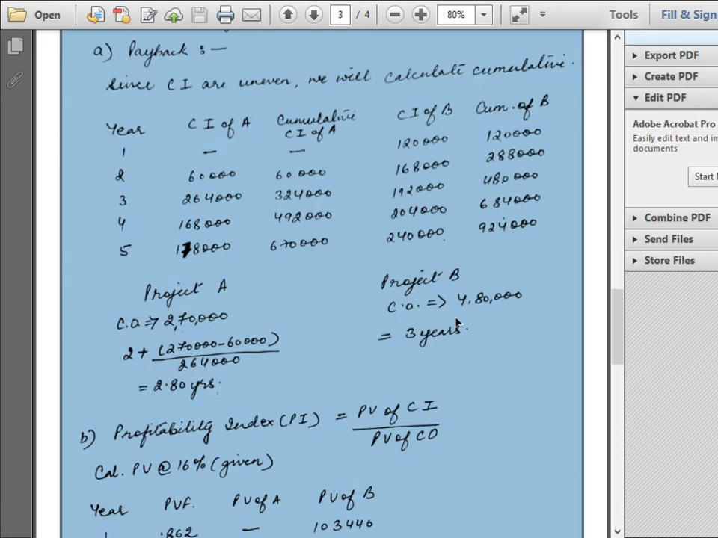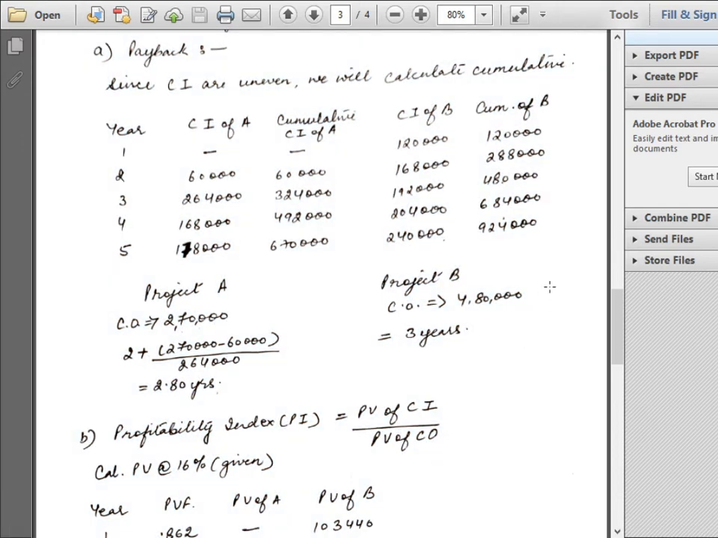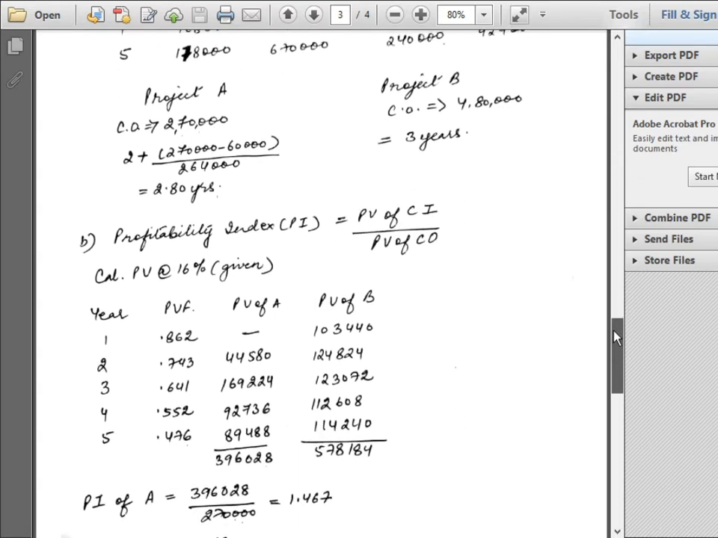Similarly for project B, the payback period will be calculated. Here you can see the cash outflow is basically 4,80,000 rupees, and if we search for this particular value in the cumulative table, we can see that in year 3 we are recovering the exact full amount of the cash outflow, which is the initial investment given in the question. So here we can directly write that 3 years will be taken for project B to recover the initial investment back. So this 3 years is the payback period in the case of project B.